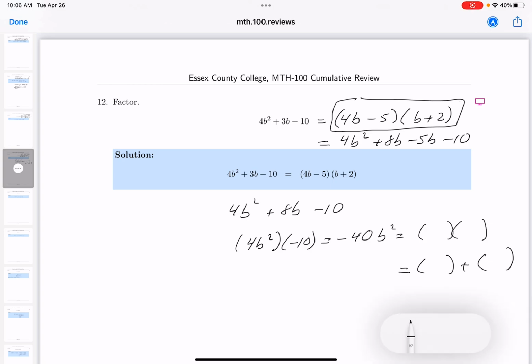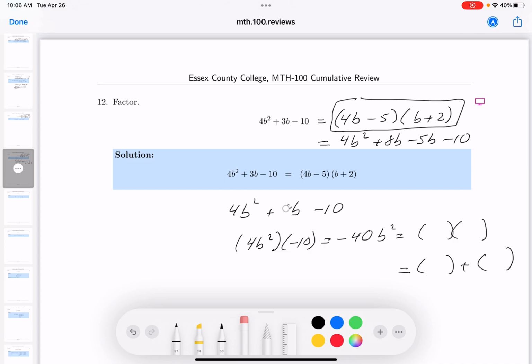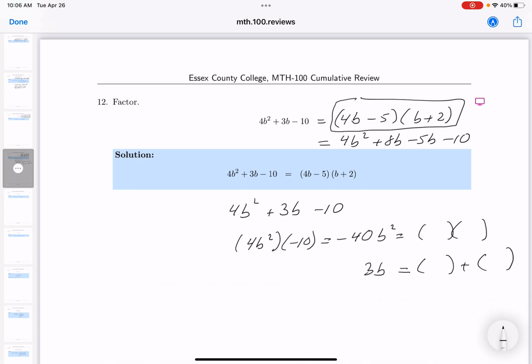You know what? I copied wrong, so let me just get my eraser out. That was 3. That would give me 3b. All right? So it looks pretty easy. It's going to be 8b and minus 5b. And why is that? 8b times minus 5b would give you minus 40b squared, and 8b plus minus 5b would give you 3b.